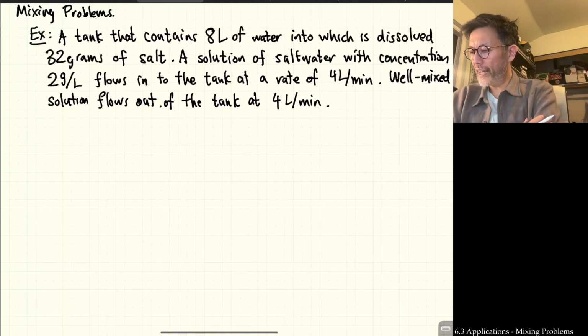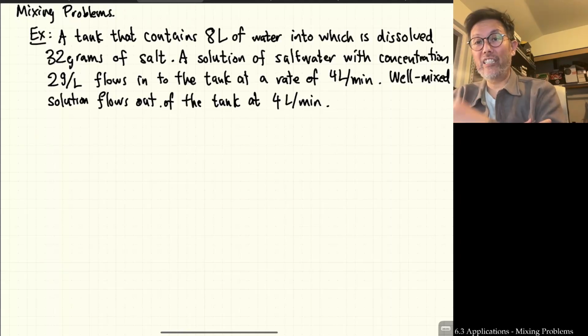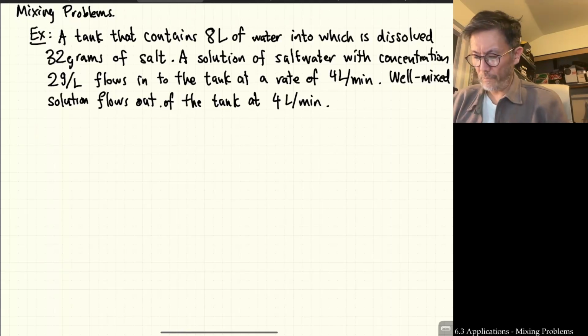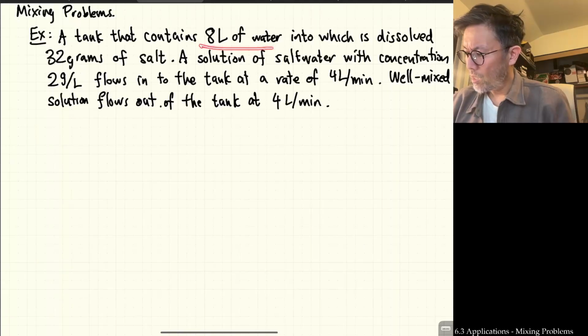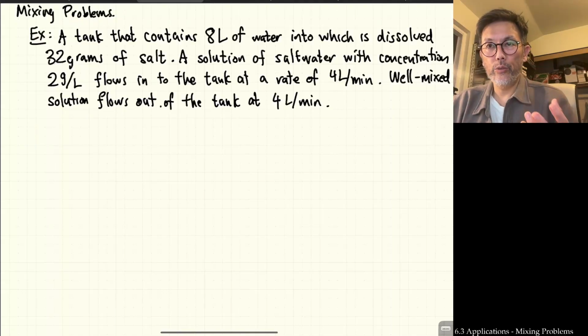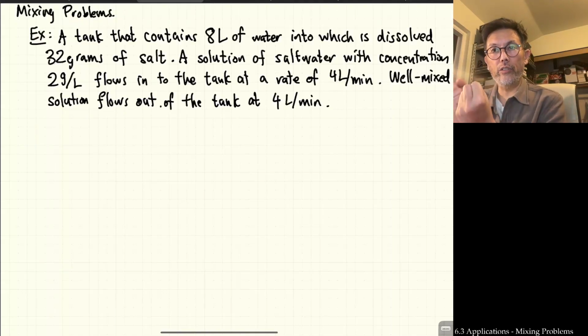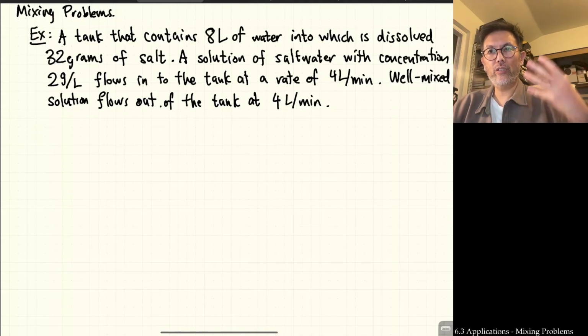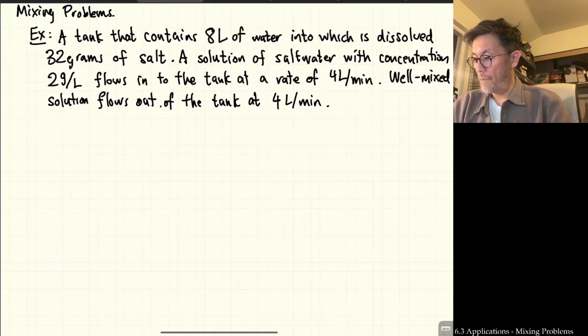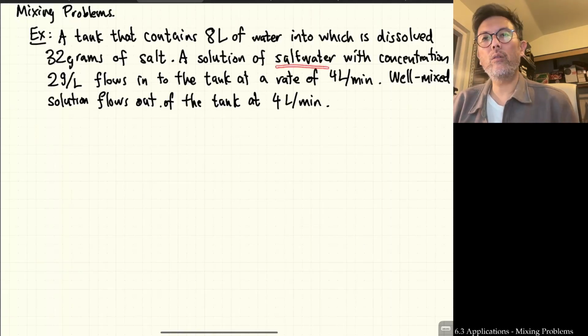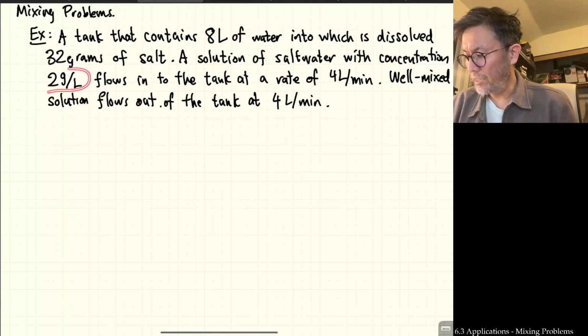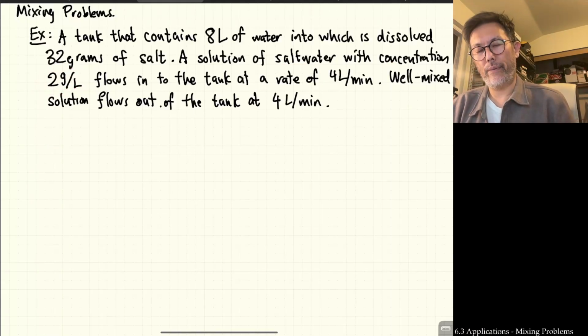So here we have a tank that contains 8 liters of water, into which is dissolved 32 grams of salt. So this is a saltwater solution. The salt is the solute. The solution is the salt together with the water. Into this tank is being pumped in more salt water. But the concentration of this salt water is perhaps different. It's 2 grams per liter.